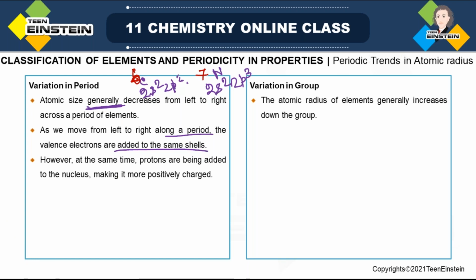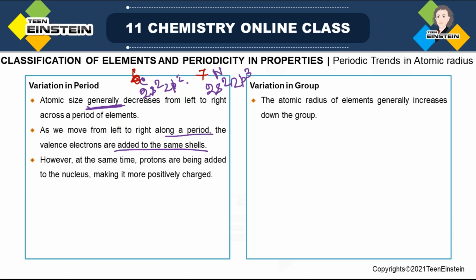So when you are moving from left to right, extra valence electrons are added. Similarly, the next element after nitrogen, atomic number 8, is oxygen. Now the configuration is 2s2 2p4, then 2s2 2p5. In this way it will move on. So what is happening here? First of all, valence electrons are added. And another thing is there, at the same time, protons are also being added to the nucleus.